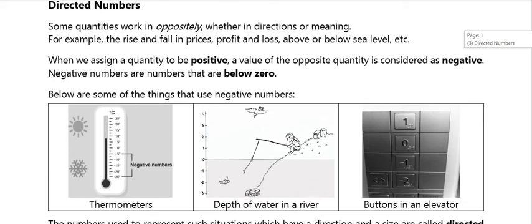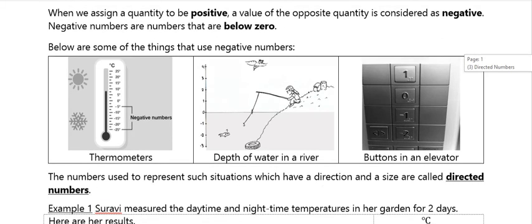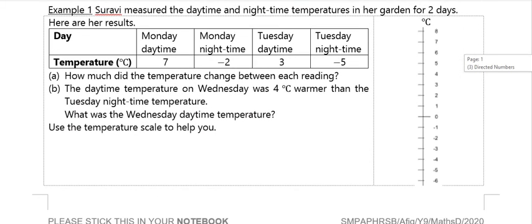Basically, opposite quantities, quantities that work oppositely, positive or negative, and the negative numbers are below zero, so you are going to call it directed numbers. For example, you have temperatures, or the depth of water in a river, or also, rarely seen, buttons in an elevator. So let's have a look at example number one.